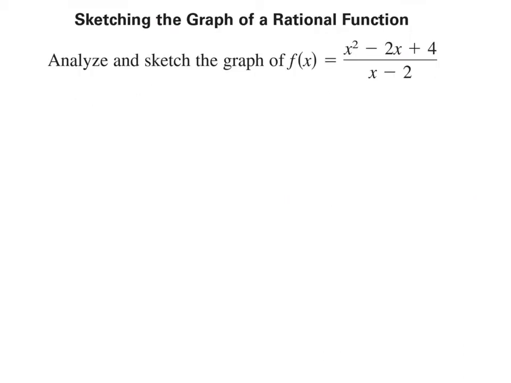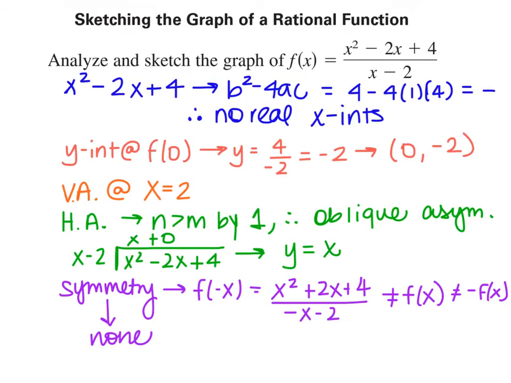Now let's look at an example of another rational function. So this time I have a quadratic on the top and a linear factor on the bottom. So just like last time, I'm going to try to factor this thing, and then I'm going to analyze what I can. All right, so first thing I try to do is factor the numerator, but I can't find two numbers that multiply to 4 that add to -2.